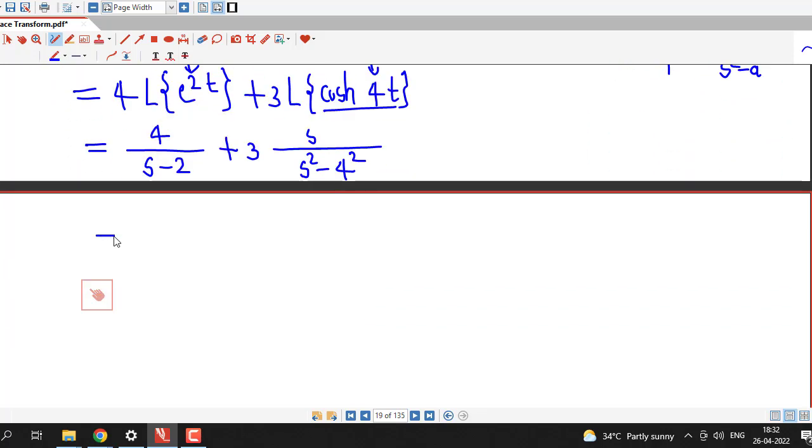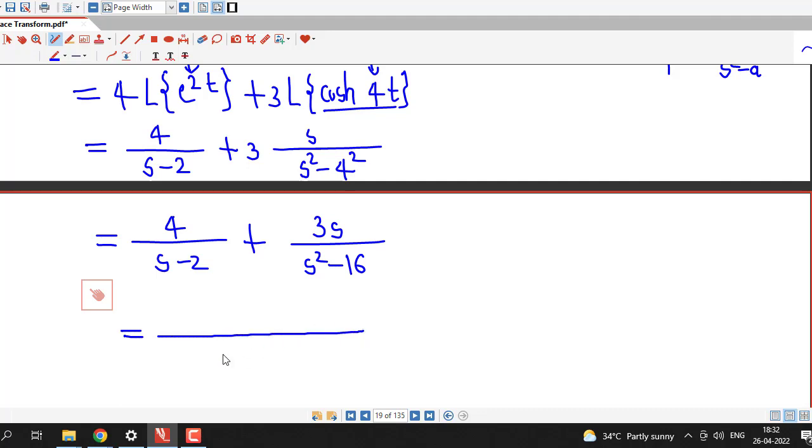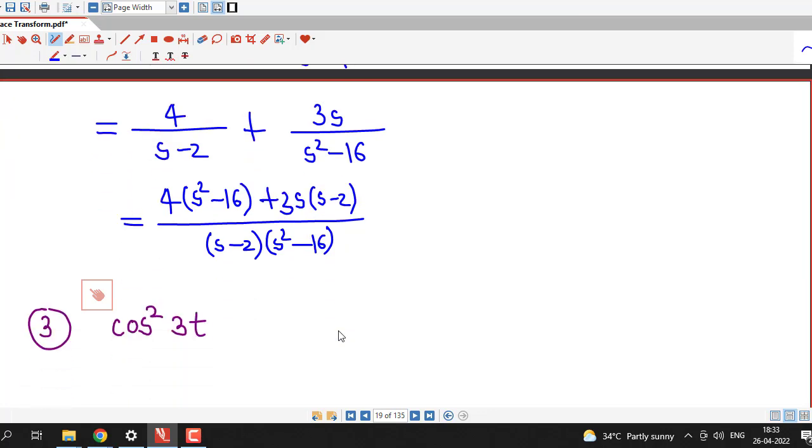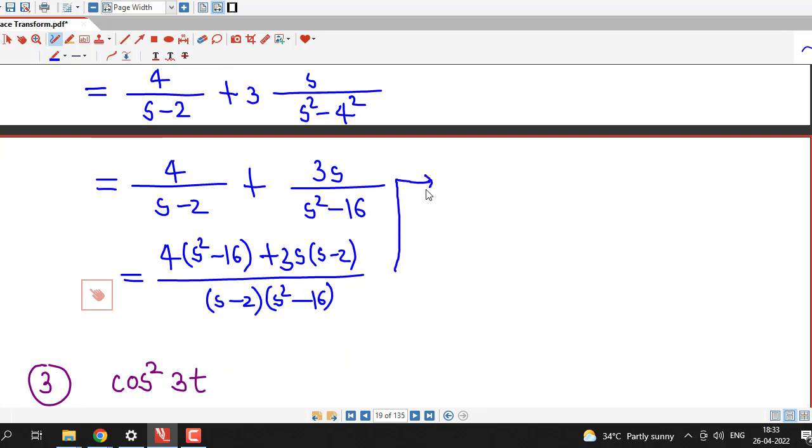And now we can rewrite all these things. This is 4 divided by s minus 2 plus 3s divided by s square minus 16. If we wish, we can take LCM. Denominator is s minus 2 into s square minus 16, and this 4 we have to multiply with s square minus 16, and this 3s will be multiplied by s minus 2, and we can simplify here.